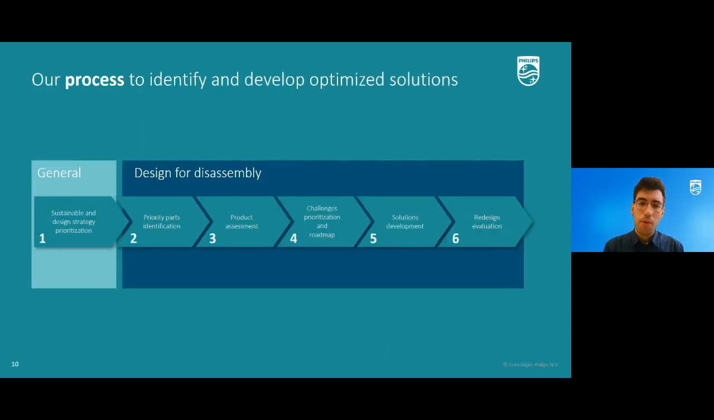So here you can see the overall process that we usually follow when we design for circularity and specifically for disassembly. In the first step, we try to combine all those activities that we always try to carry out independently of the design strategy that we are going to focus on. So whether we are going to focus on disassembly or another type of design aspect. The other five steps instead are those that are specific for disassembly and that we are going to carry out only if disassembly is eventually selected as one of the most sustainable design strategies.